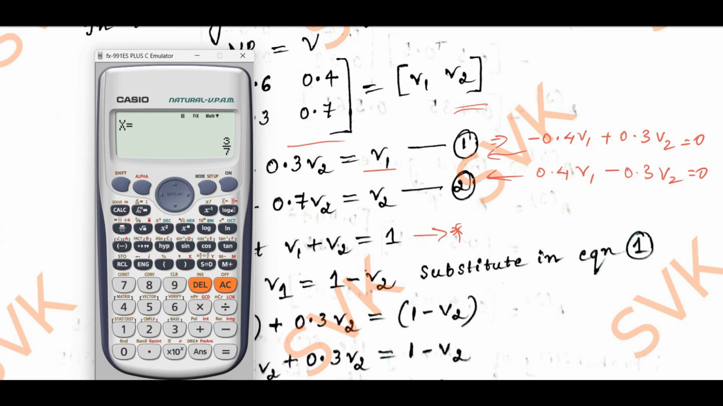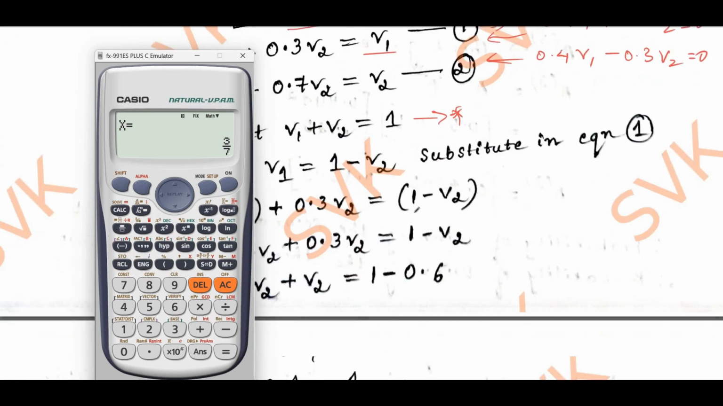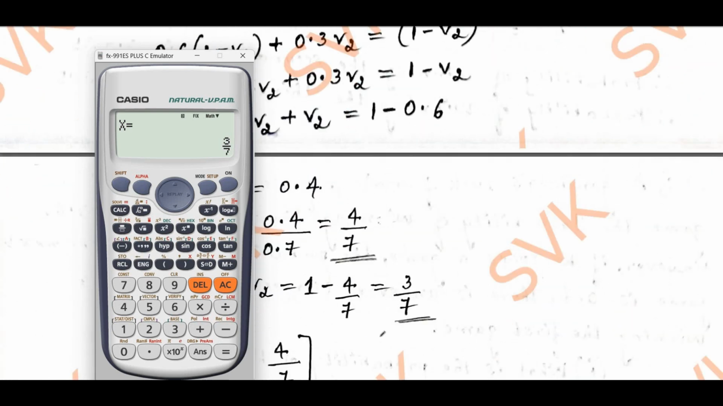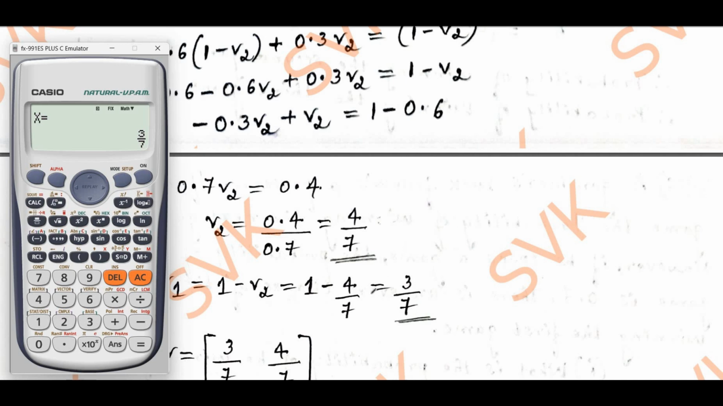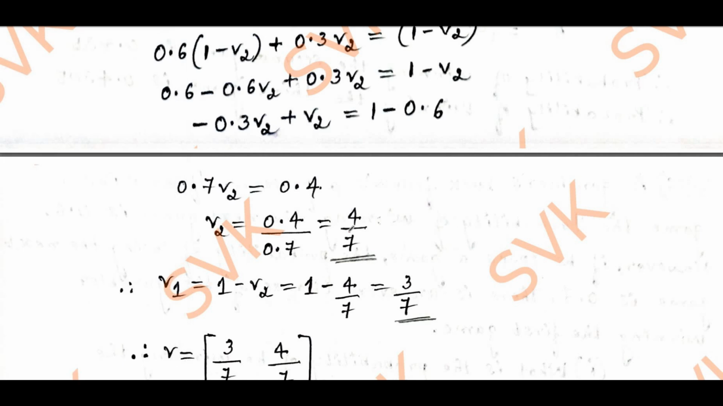So I got the value as x equal to 3 by 7. You can verify here. So 3 by 7 is what we got as the x value. This is the v1 value we have got, that is 3 by 7. If you press equal to again, we are going to get the v2 value, that is 4 by 7. So this is how we can solve the problem by using the calculator.